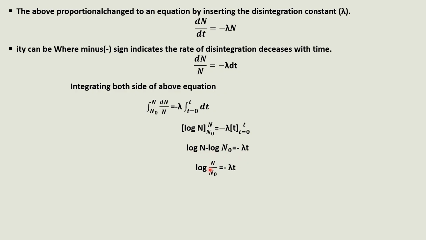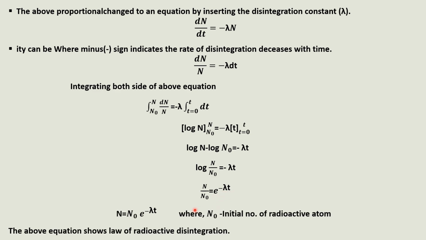After that, we know that log first minus log second equals log first by second, that means log N by N naught equals minus lambda t. So N by N naught equals e to the power minus lambda t. Rearranging this equation, N equals N naught e to the power minus lambda t, where N naught is the initial number of radioactive atoms, that means the number of radioactive atoms at zero decay. The above equation shows the law of radioactive disintegration, or law of radioactivity.